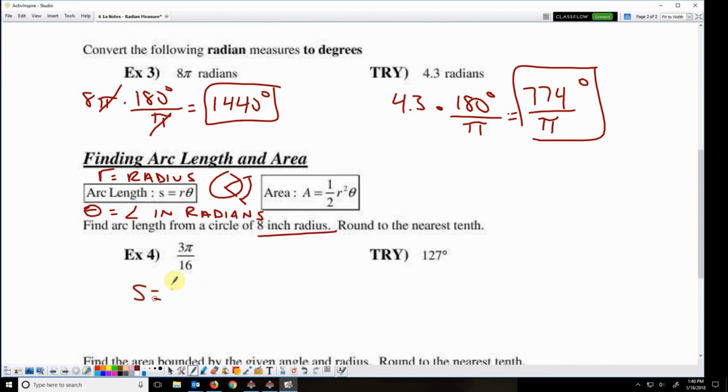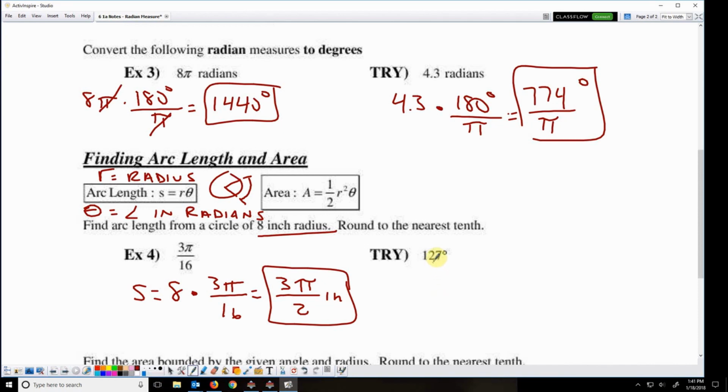So the arc length equals r times theta, that's 8 times 3 pi over 16. So we're going to leave the pi out of the calculator, and we're just going to have pi in our answer. 8 times 3 divided by 16, we can simplify that to 3 over 2. So 3 pi over 2, and this is measured in inches. So the length of that arc is 3 pi over 2 inches. Go ahead and try the next one.